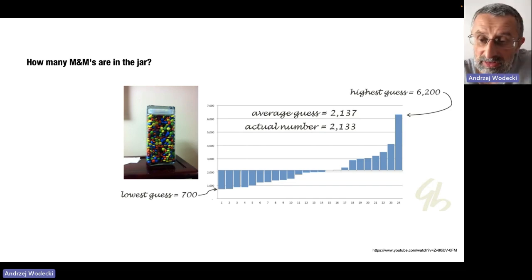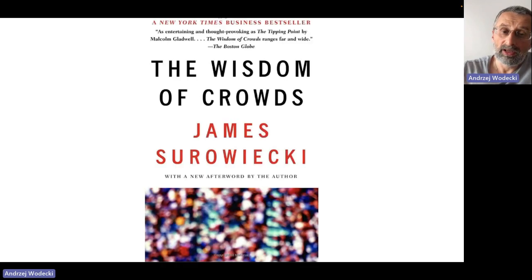And as you see in this precise experiment, the lowest guess was 700, the highest guess was 6200, and the average guess was 2137 M&Ms, while the actual number was almost the same. So this is another practical example of the wisdom of the crowd. Many more examples you will find in this book. If you have some time, it's worth reading.